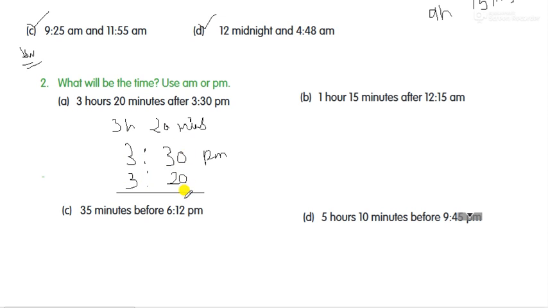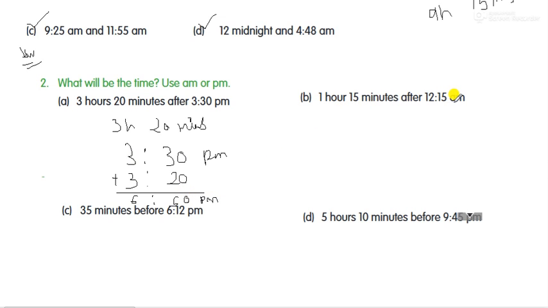So here 0 plus 0 is 0 and 3 plus 2 is 5. So it is less than 60 minutes, so it is 50 minutes. 3 plus 3 is 6. So 6 hours 50 minutes. It's PM. So 6 hours 50 minutes PM. Now here the B bit.